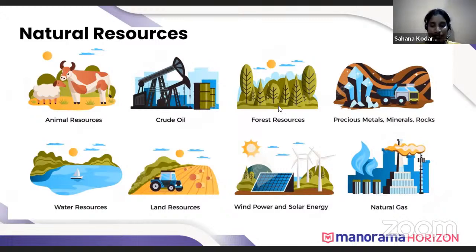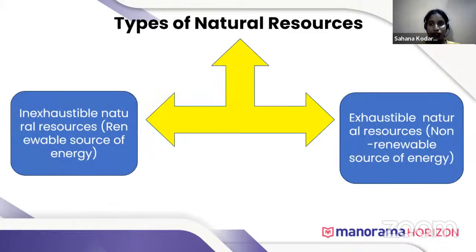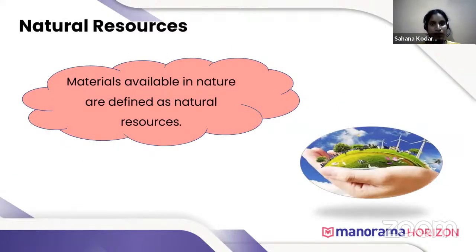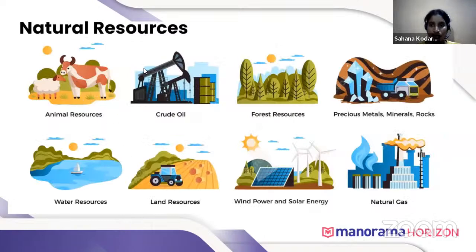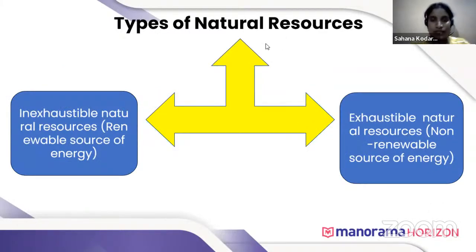Today we will be discussing types of natural resources. Before going to the types, we will know what is meant by natural resources. The materials which are available in nature are defined as natural resources. As we discussed, these are the resources which are present in nature, so these are called natural resources. Next, what are the types of natural resources? There are two types: inexhaustible natural resources, also known as renewable source of energy, and exhaustible natural resources, also known as non-renewable source of energy.